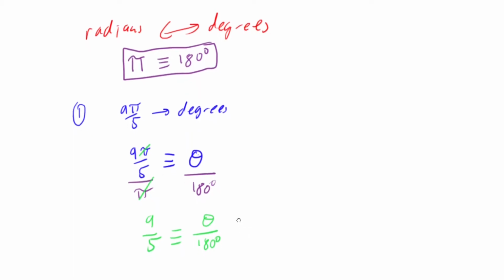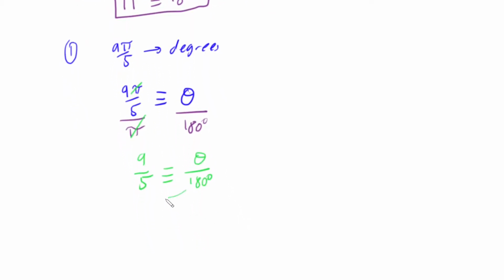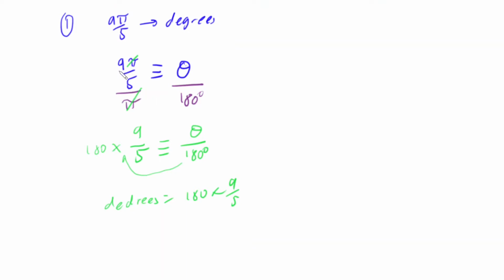Now, if I want to solve this, I can just multiply by 180. That means my degrees are 180 times 9/5, or 9/5 of 180, which makes sense. If I've got 9/5 of a pi, and the pi represents 180 degrees, I'm going to have 9/5 of 180. If we work that out, 9/5 of a pi is equivalent to 324 degrees. So that's it. Let's have a look at another one.